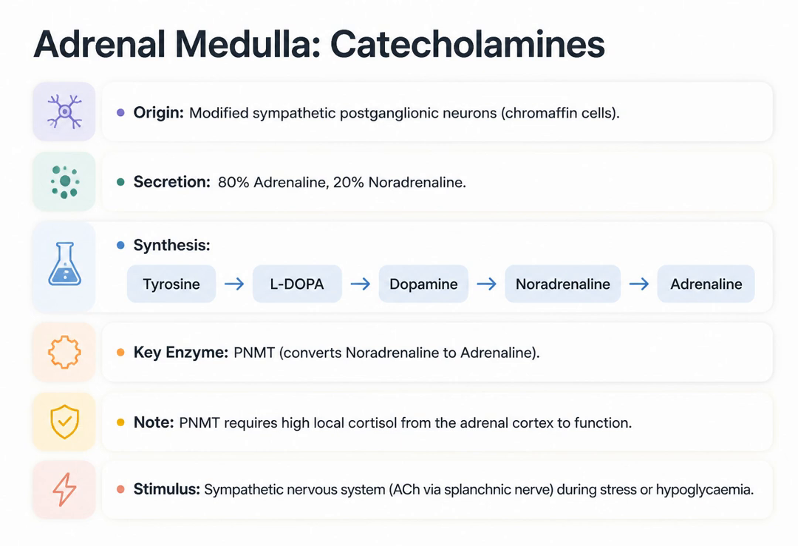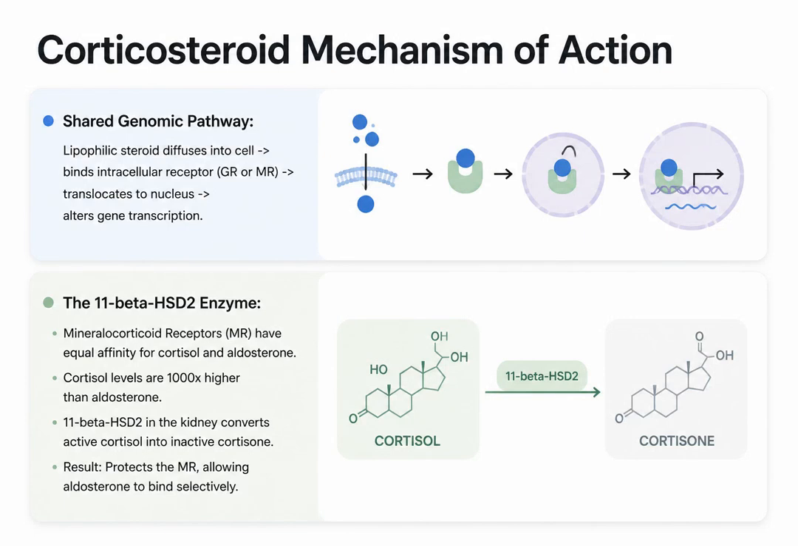Because the medulla is bathed in cortisol-rich blood flowing down from the cortex, it can efficiently produce adrenaline for our fight or flight response. Now, let's look at corticosteroid pharmacology. Both glucocorticoids and mineralocorticoids work by diffusing into cells and altering gene transcription.